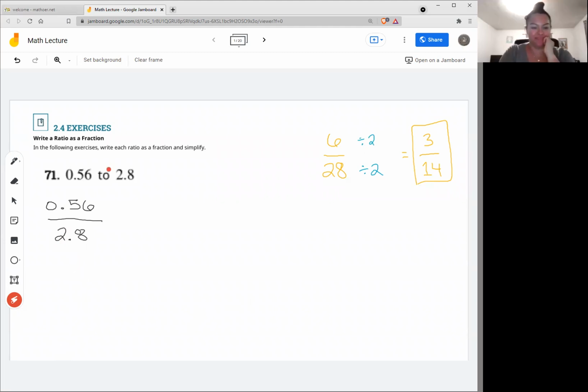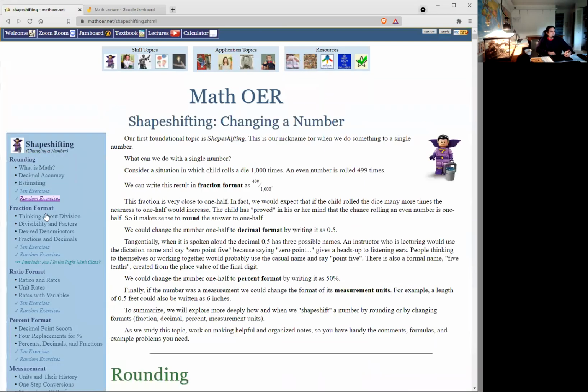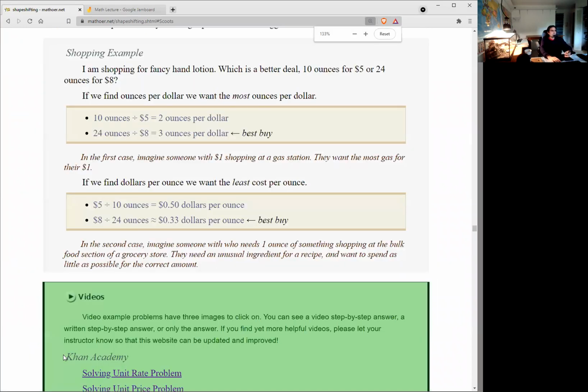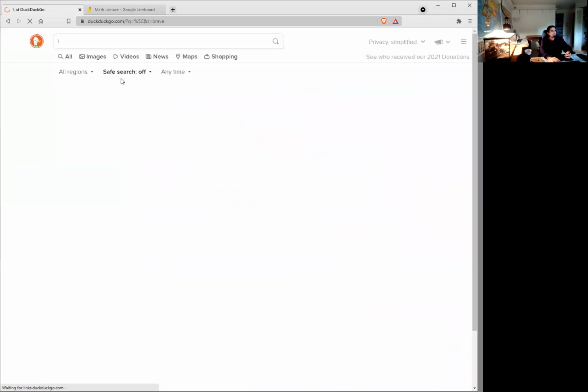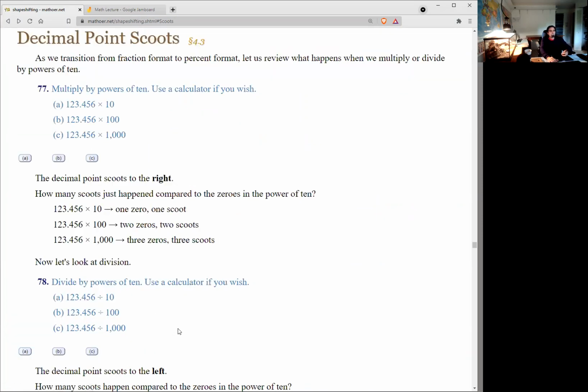Not yet. Okay, so our secret technique is going back to the decimal point scoots. Remember we talked about this screen? Get big enough to see. Okay, remember this screen from lecture on Monday? So we can do decimal point scoots, and that's the same as times 10 or 100 or 1,000.